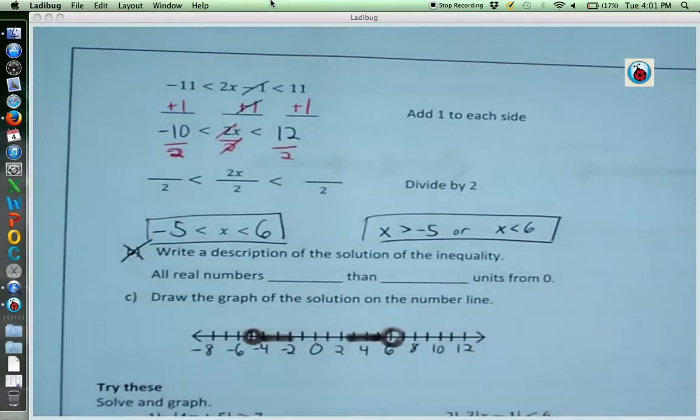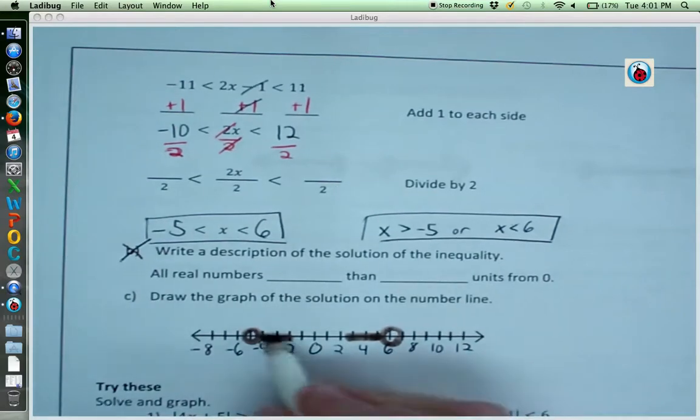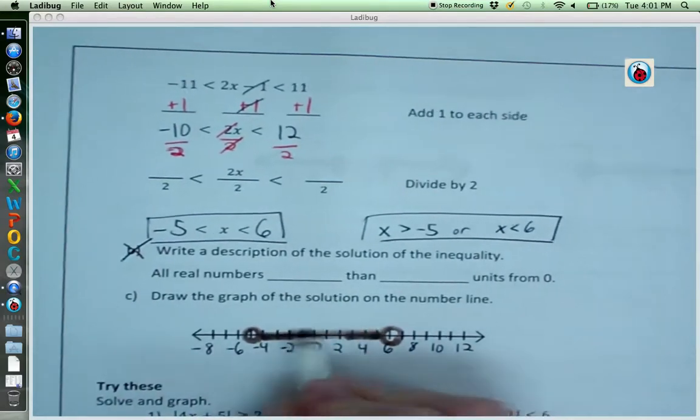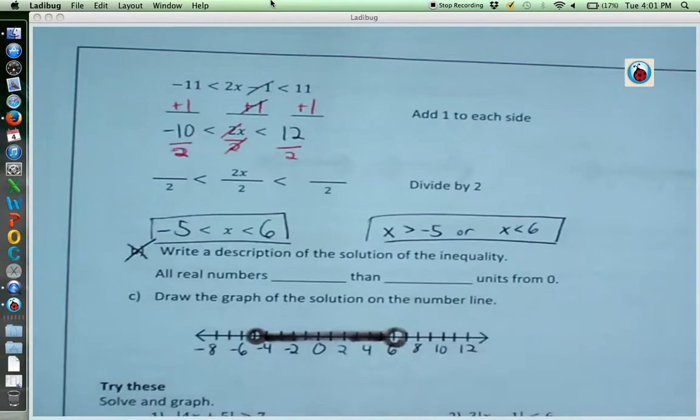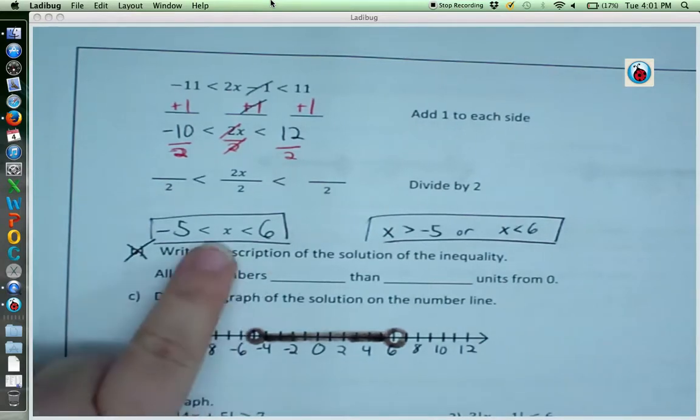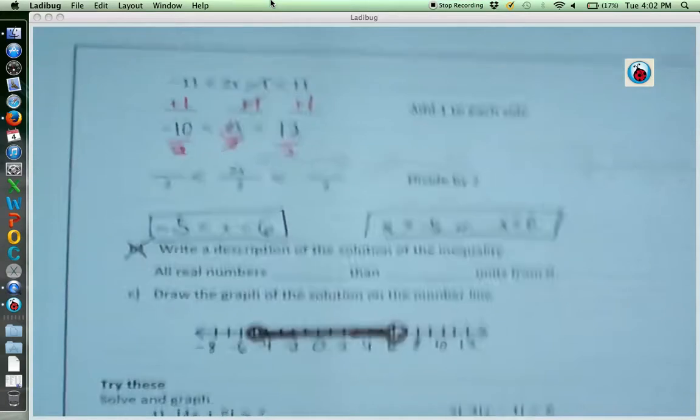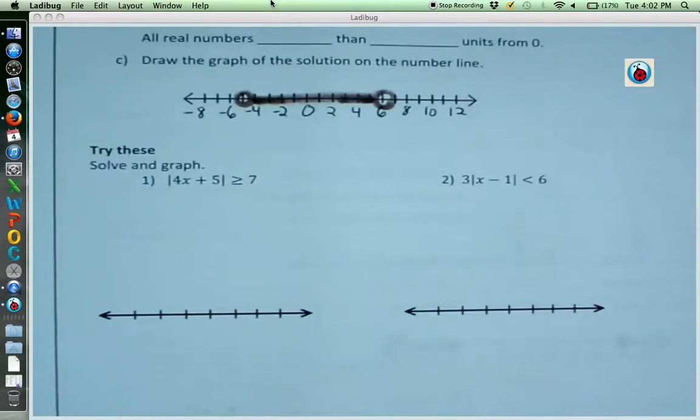Now, as you can see, these two shadings are going to meet in the middle here. And that is everything in between negative 5 and positive 6, which, if you take a look at this way of writing your answer, shows the same thing. X is between negative 5 and positive 6. Let's do two more examples here. Solve and graph.